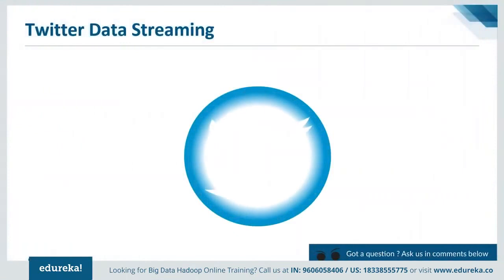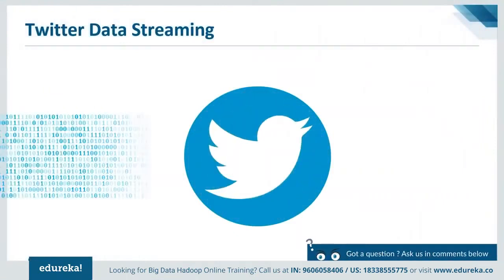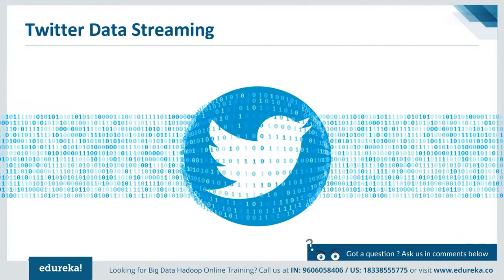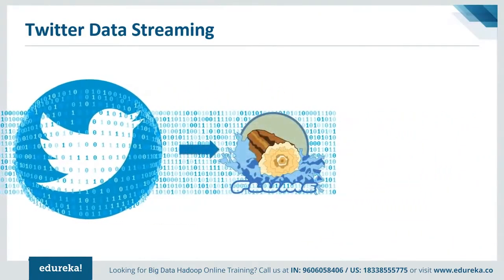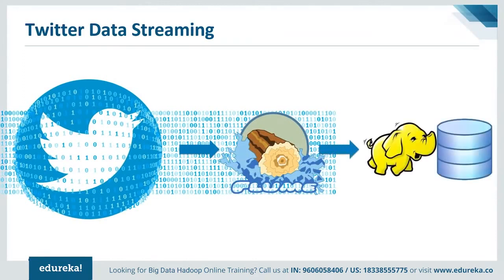In this figure, you can see there is lots of data generated from Twitter. Now you want to go ahead and stream this data. So how will you do it? For this, we have Apache Flume, which will help us to do the real-time data streaming of Twitter data and store it in the HDFS. So let's see how to do it.